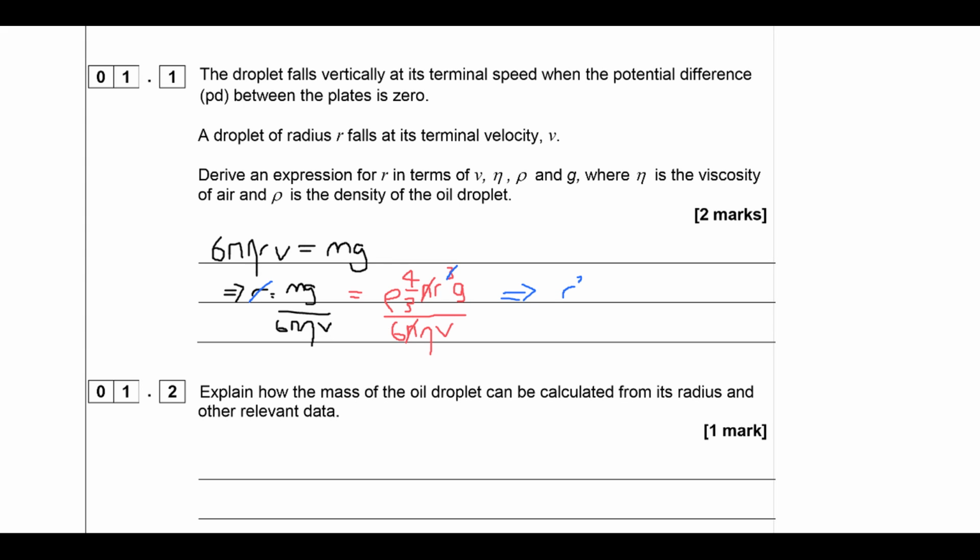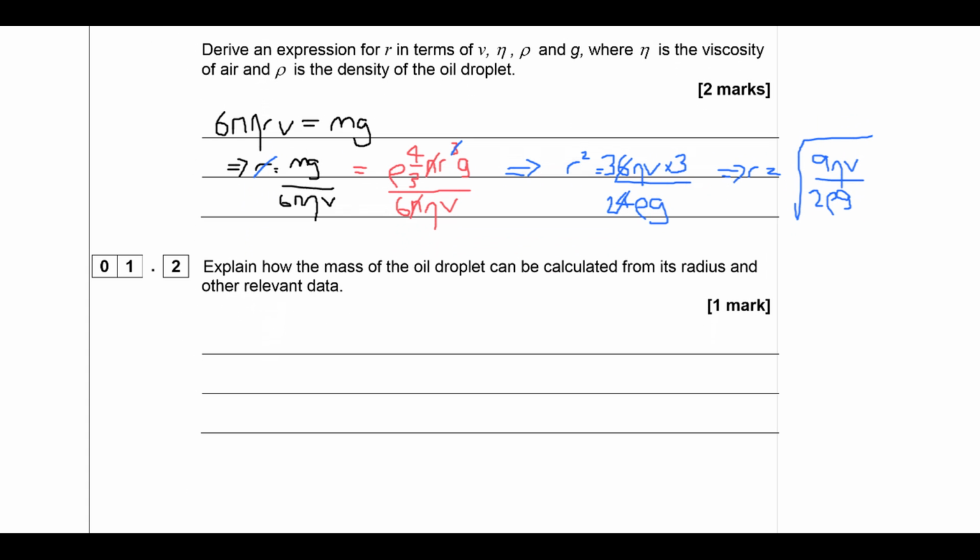So now we've got r squared is equal to 6 eta v, and we're going to multiply that by 3 to get rid of the 4 over 3 thing, and that's all over 4 rho g, and we get this expression here. We can do some more cancelling, and we can finally end up with an expression for r, which is the square root of 9 eta v over 2 rho g. So we've got it in terms of two constants, 9 and 2, and the terms that we were looking for. So that's your radius there, and hopefully you've seen that before, so you know that that's the correct answer.